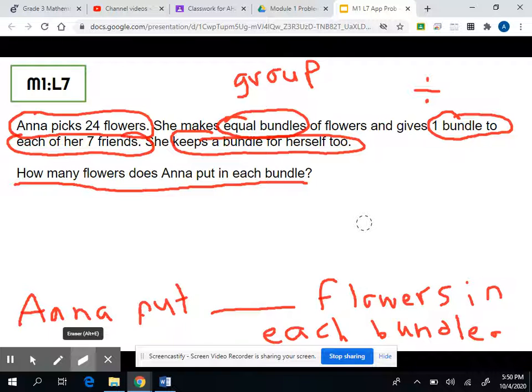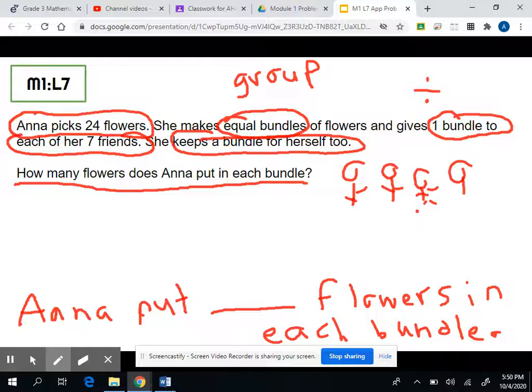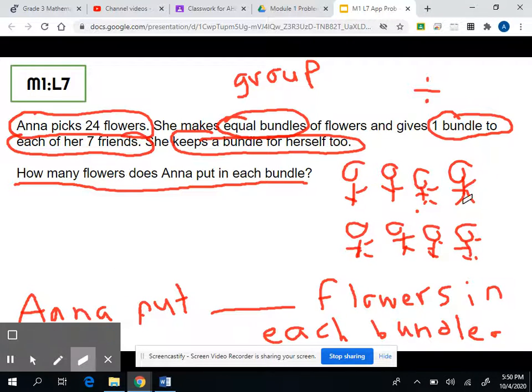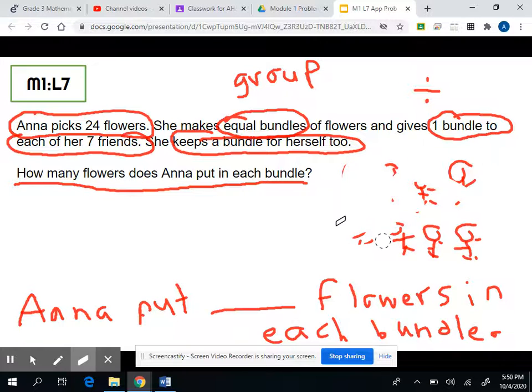So we have to be very careful in this problem, because she makes equal groups and gives a bundle to each of her 7 friends, but Anna keeps one for herself. So there's Anna, and then she had 7: 1, 2, 3, 4, 5, 6, 7. There's Anna and 7 friends. So there are 8 people getting bundles. There are 8 bundles in this problem. There's 8 equal groups, not 7.